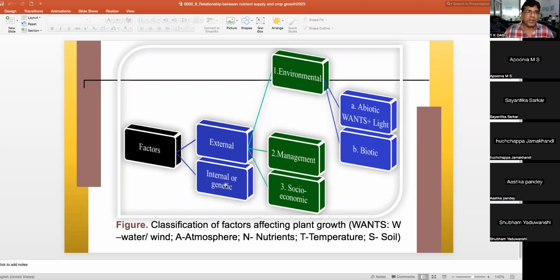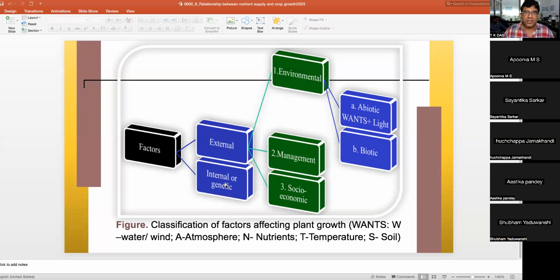Like pulses, you apply any quantity of nitrogen, it will not affect their growth much. Similarly, if you apply more and more nitrogen in cereals, they will respond more. And within a particular group, for example, you have maize, you have composite varieties, local varieties, and you can have hybrids also. The response of hybrids to nutrients is more. So the genetic factor also affects your growth.